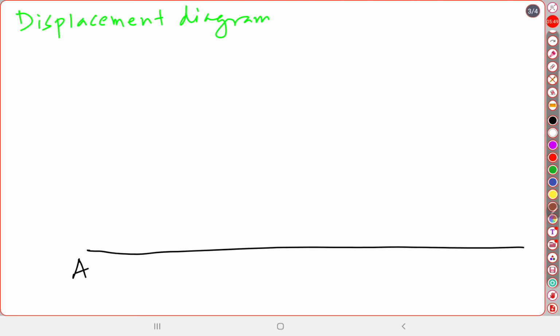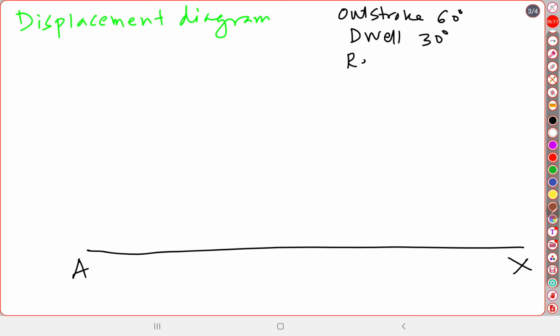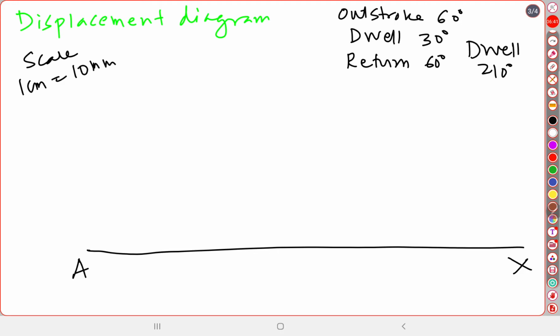Name this line as A, and this point is x. Now on this line we have to take the measurements for the outstroke, then dwell, then return stroke. In this problem, outstroke is 60 degree, then dwell for 30 degree, then return stroke also 60 degree, and after that the long dwell of 210 degree. So we have this data with us. Now how do we plot the outstroke on this line, A to x? Take a scale, for example 1 centimeter is equal to 10 mm. Then we have to divide this line into outstroke, dwell and return stroke.